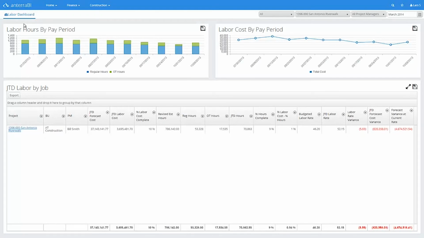In summary, we've identified that our job is behind schedule and has a labor rate variance. With a few clicks, we've determined that the root cause of our variance is too many overtime hours and too many hourly workers recording time to the job.